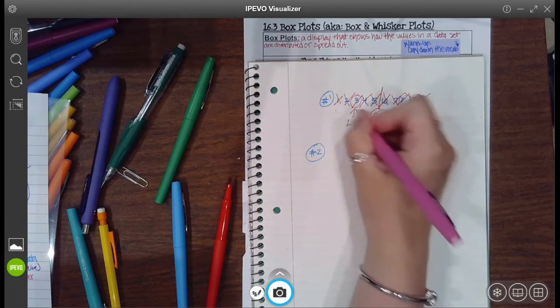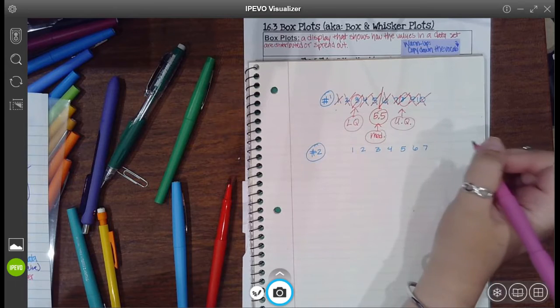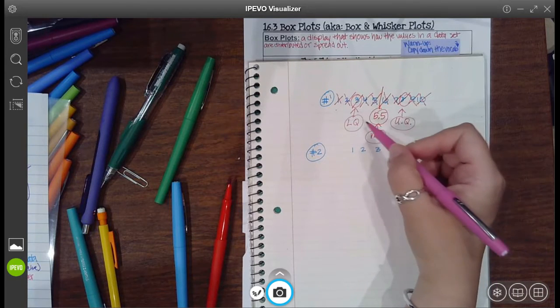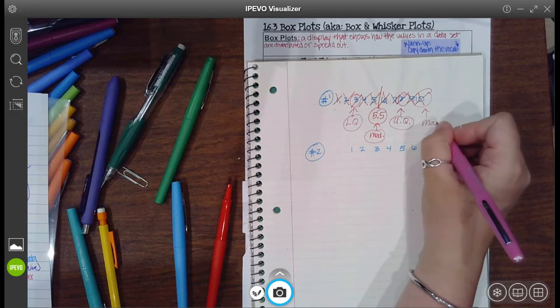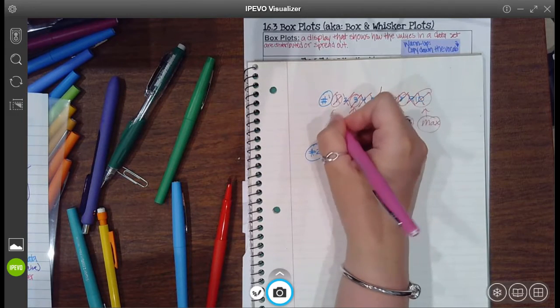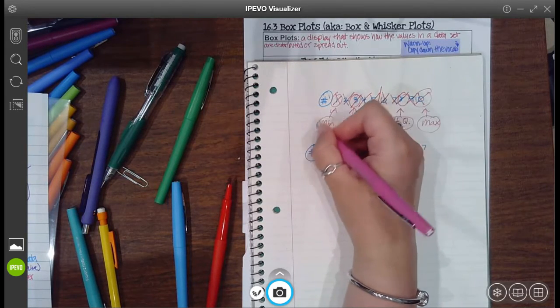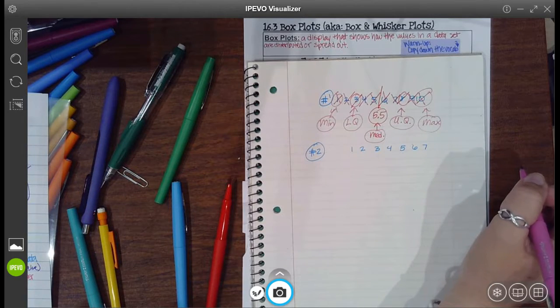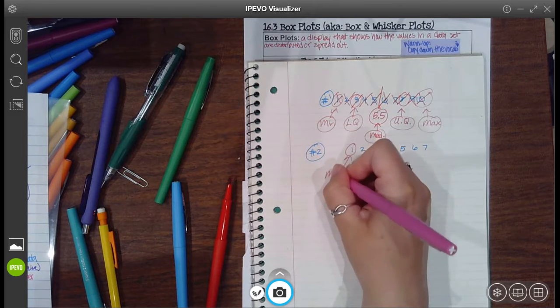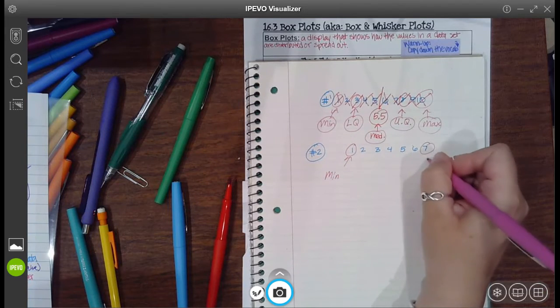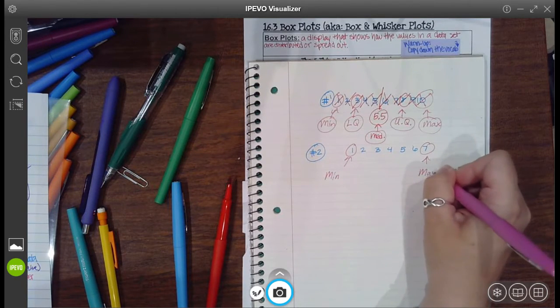I said that we needed 5 numbers in order to make up a box and whisker plot. Here's 3. And then the other 2 are the maximum and the minimum, the smallest and biggest. Those are pretty easy. In fact, you can identify them right away from your data set. You have the minimum and the maximum.